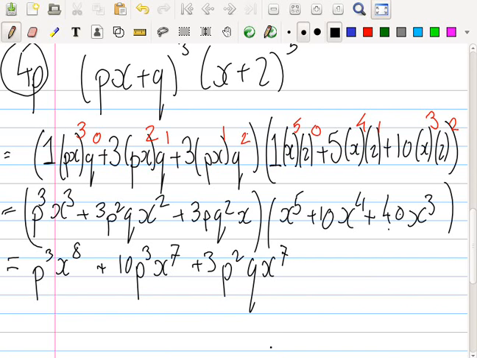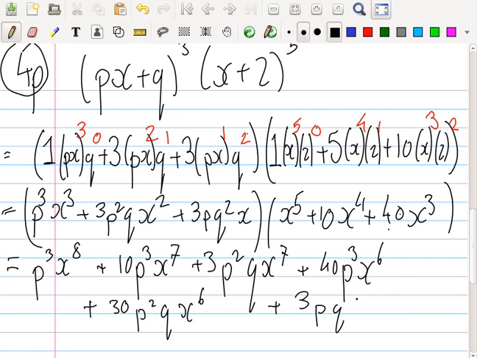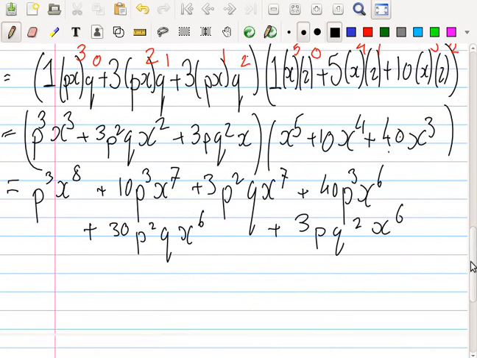Now, how can I make the 6? The last one? The second one. Can I do anything with the first one? Yes, the first one and the last one. So what is that? Plus 40p cubed x to the 6. Right. Anything else? Yes. The second one and the second. So plus 30p squared q x to the 6. And then anything else? The last one with the first one. Plus 3pq squared x to the 6. All right, let's clean that up.